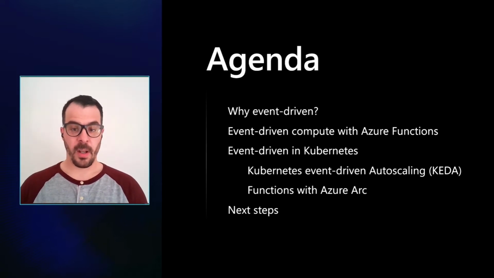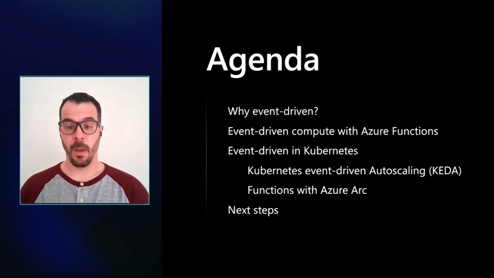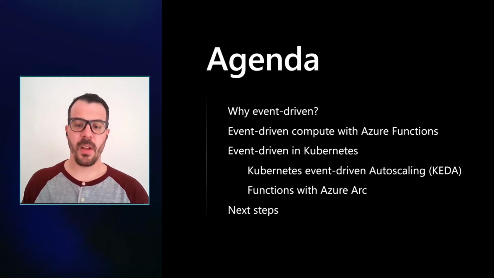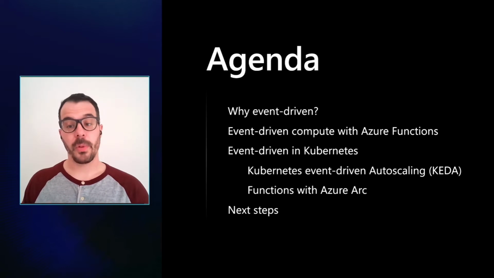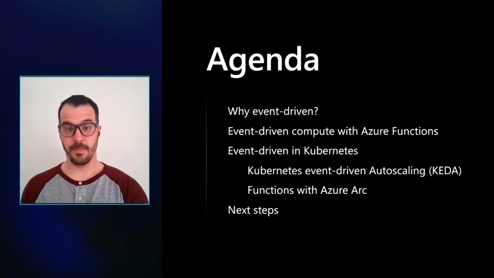Also, we'll need to put it into context, and there are quite a few. There's event-driven with Azure Functions, but there's also the context of Kubernetes that we need to talk about. We're going to go through this by explaining what Kubernetes event-driven autoscaling, or as I always call it, KEDA, is, as well as how we can use functions with Arc. We're going to finish this session with resources and possible next steps for you to learn more.